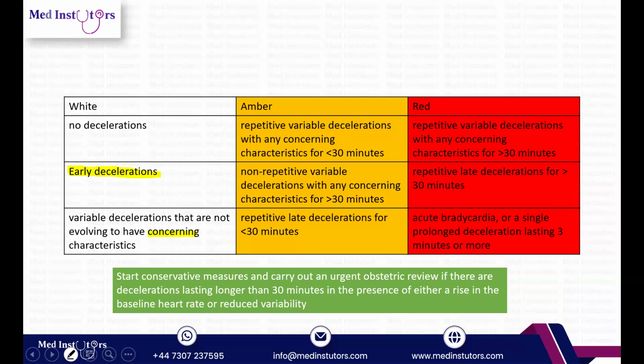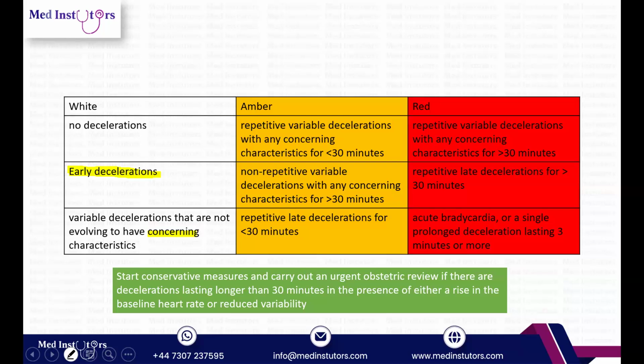Red is repetitive variable decelerations for more than 30 minutes, repetitive late decelerations for more than 30 minutes, and if there's acute bradycardia or a single prolonged deceleration lasting for 3 minutes or more. Here we have to do an urgent review and start corrective measures like changing the position, doing a pervaginal examination, ruling out a cord prolapse. If she's having too many contractions, decrease those contractions, give her hydration and oxygen supplementation, all of this.